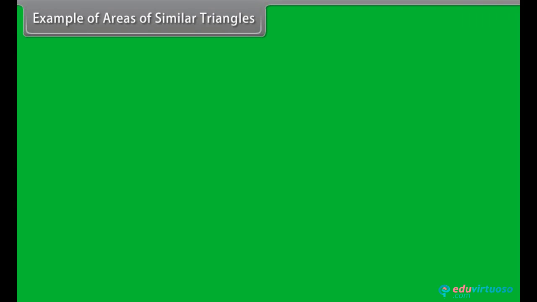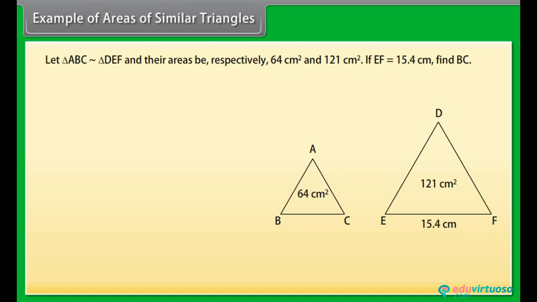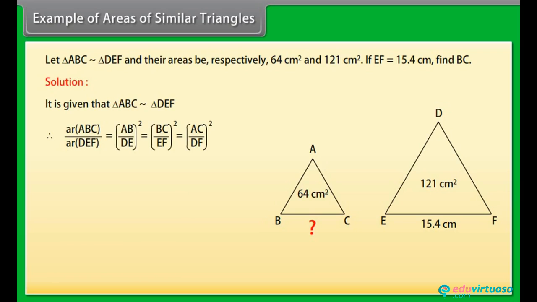Example of areas of similar triangles. Let triangle ABC be similar to triangle DEF and their areas be respectively 64 centimeters square and 121 centimeters square. If EF is 15.4 centimeter, find BC. Solution. It is given that triangle ABC is similar to triangle DEF. Therefore, area of triangle ABC upon area of triangle DEF equals (AB upon DE) whole square equals (BC upon EF) whole square equals (AC upon DF) whole square.